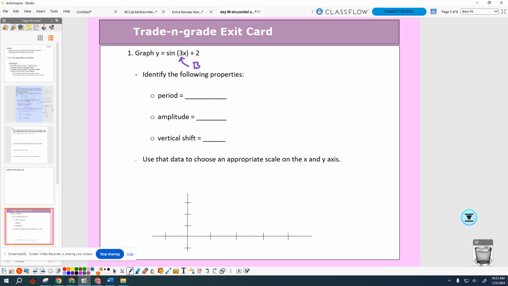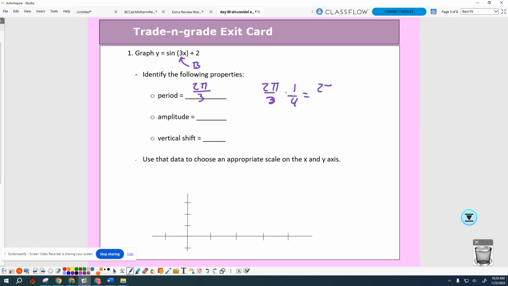The b value is the number attached to the x, so the period is 2 pi, the normal period for sine and cosine, divided by that b value. So how do I label the slices? You divide this period by 4, so 2 pi over 3 divided by 4.